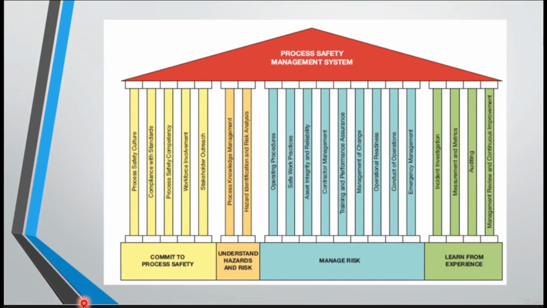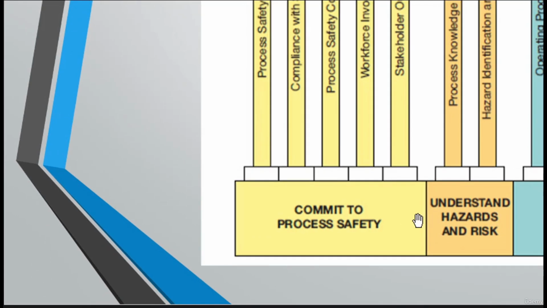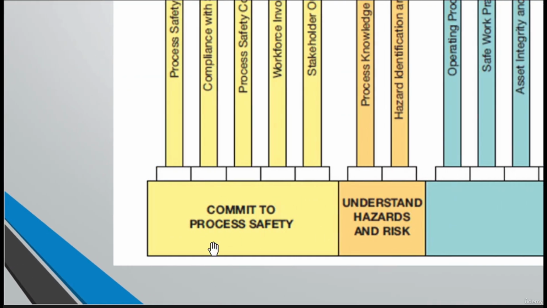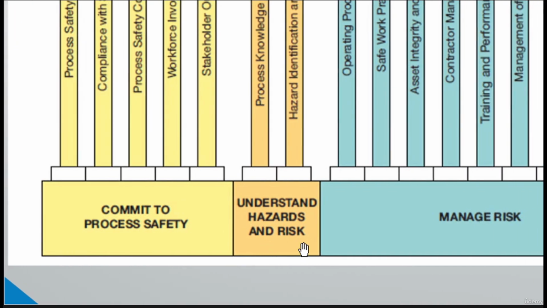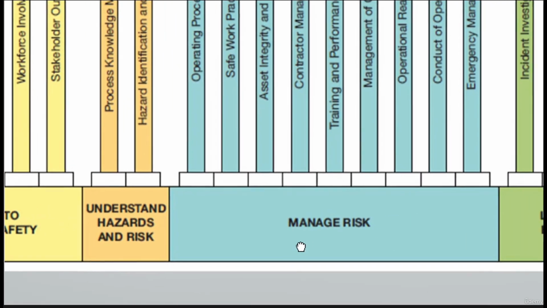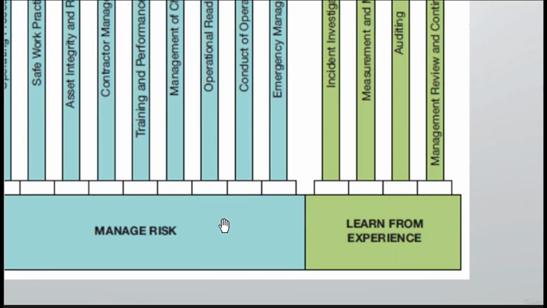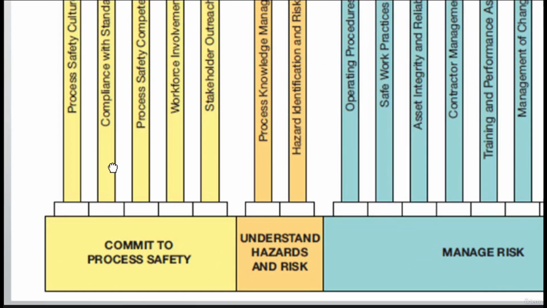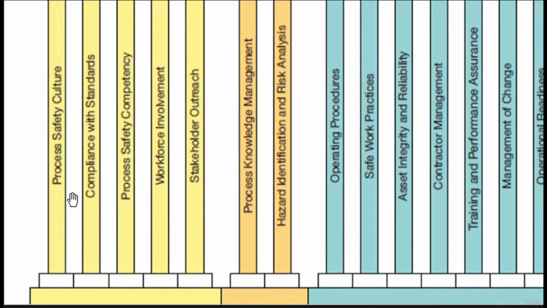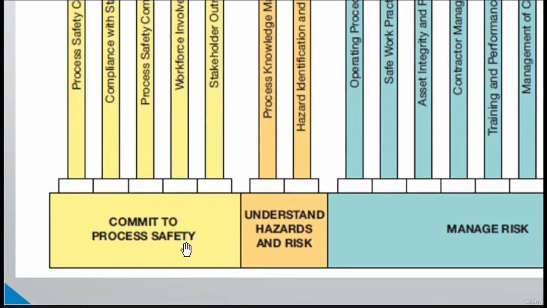Okay, so here we have the 4 blocks. They are as follows. The first block will address the commitment to process safety. The second block will address the understanding of hazards and risks. The third one will be to manage the risk. And the last one will be learning from experience. And regarding the elements, we have the first element here, process safety culture. The second one is compliance with standards, followed by process safety competency, workforce involvement, stakeholder outreach. So these are relevant to commitment to process safety.